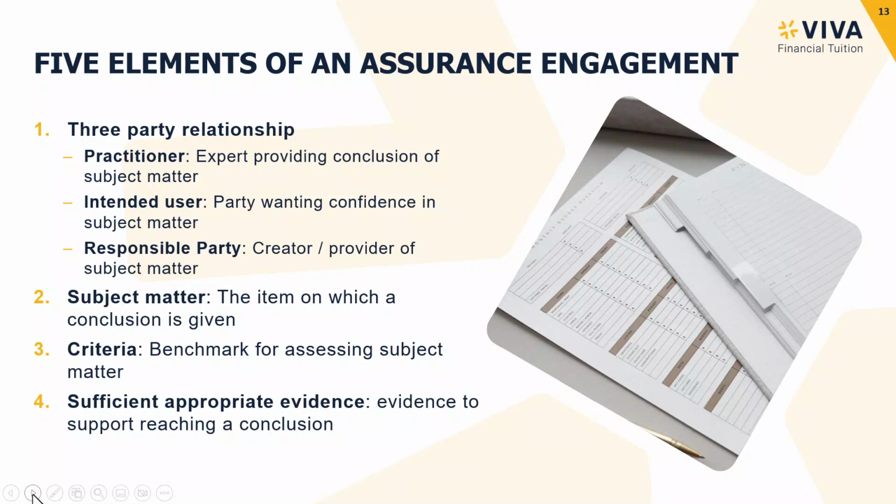We are then thinking about evidence. Specifically, we will consider what we call sufficient appropriate evidence. So this is our evidence to support reaching a conclusion, making sure we are able to give an opinion. And finally, we have a report, and this is going to be setting out the opinion or the conclusion of the practitioner. Specifically, we will see that we will have written reports when we are thinking about our assurance engagements.